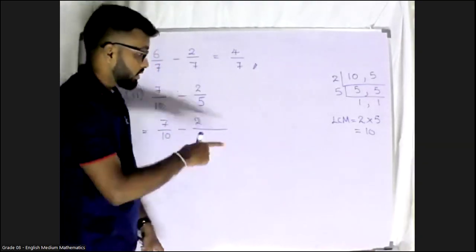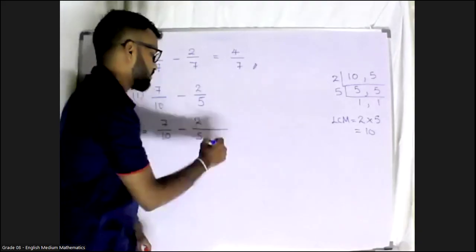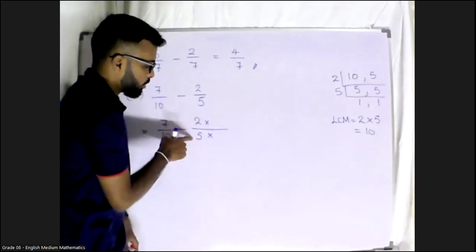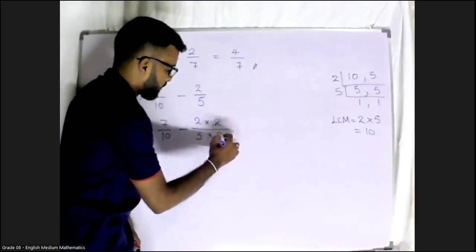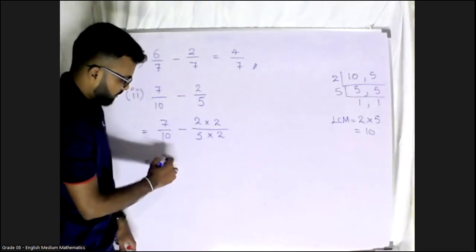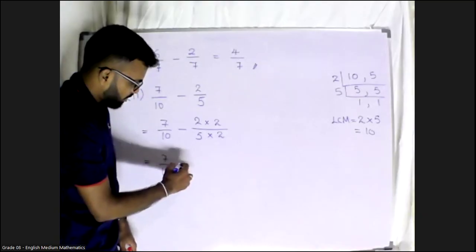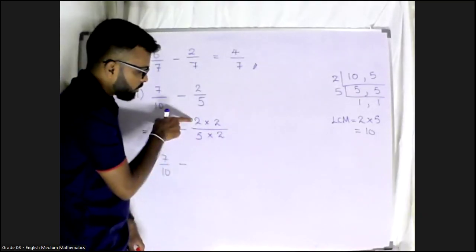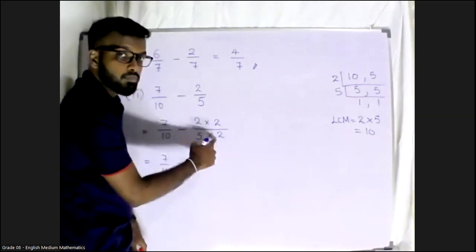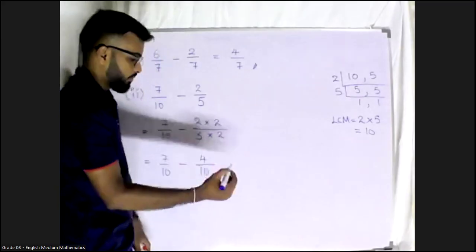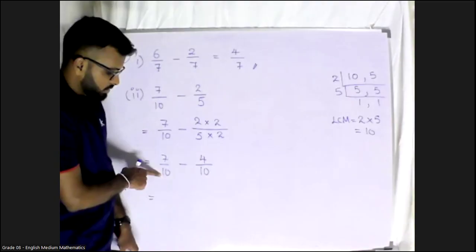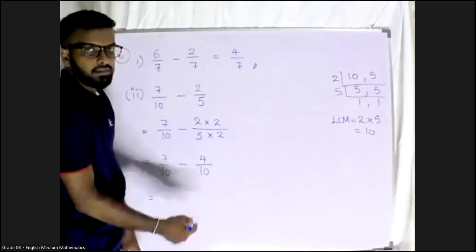Now how do you convert this 5 into 10? Very easy. Just multiply both numerator and denominator by 2. Right? Equal mark. 7 over 10. Now you know how to do the rest. 2 times 2, 4. 5 times 2, 10. Right? Equal mark. Now check the denominators. 10 and 10.